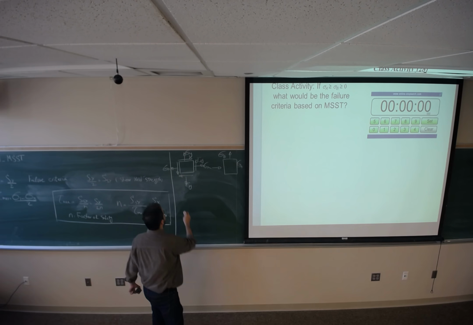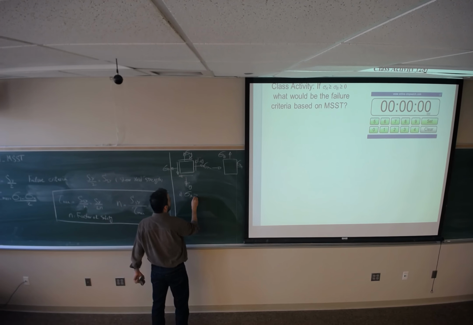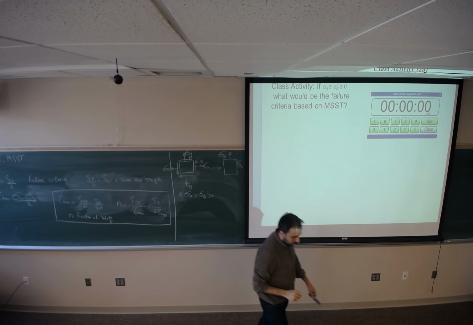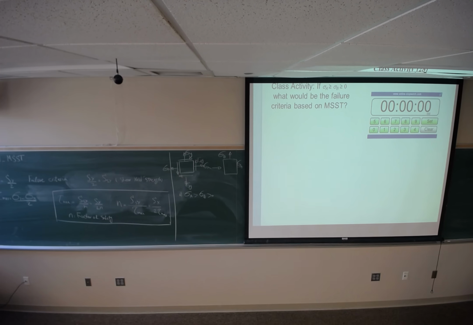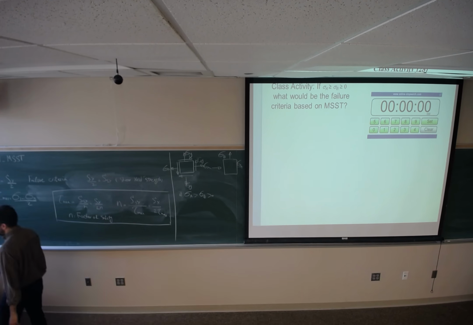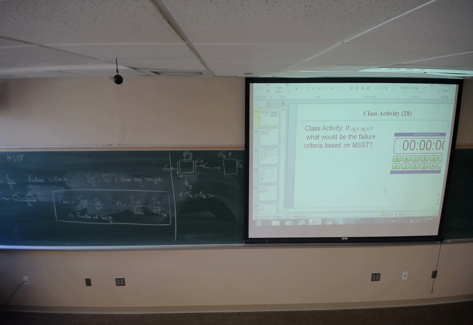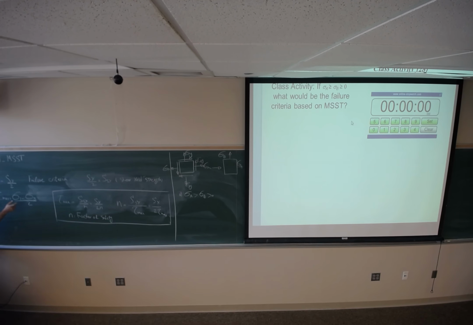If sigma A and sigma B both are positive, and assuming sigma A is greater than sigma B, what would be the failure criteria based on maximum shear stress theory? Is the question clear? I'm asking you to derive the failure criteria, which is this equals to Sy over 2.